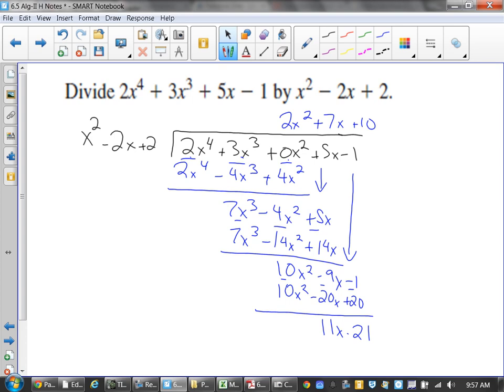Now what? Now that's like a remainder then, isn't it? So is that remainder, is that 11x positive or negative? It's positive. Since this is positive, all you do is plus 11x minus 21 over x squared minus 2x plus 2. And that's your remainder.